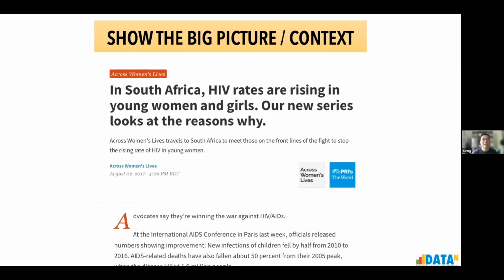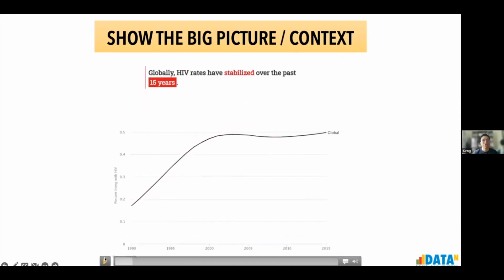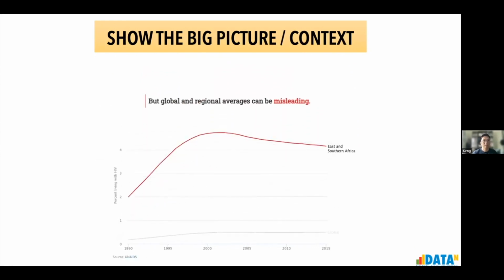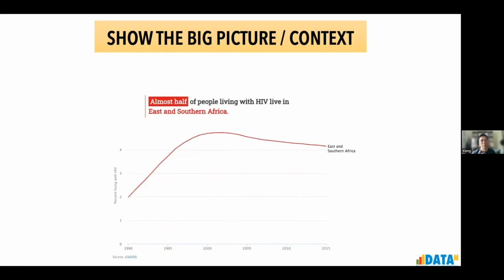This is about HIV rates in South Africa. I used data to make an opening of the story to show the global scenario of the HIV incidence rate, as well as why we need to focus on South Africa. So let me just play this animation. First, I show the global HIV rates. You can see that it has stabilized over the past 15 years. Okay, and then I tell you that almost half of people living with HIV live in East and Southern Africa.